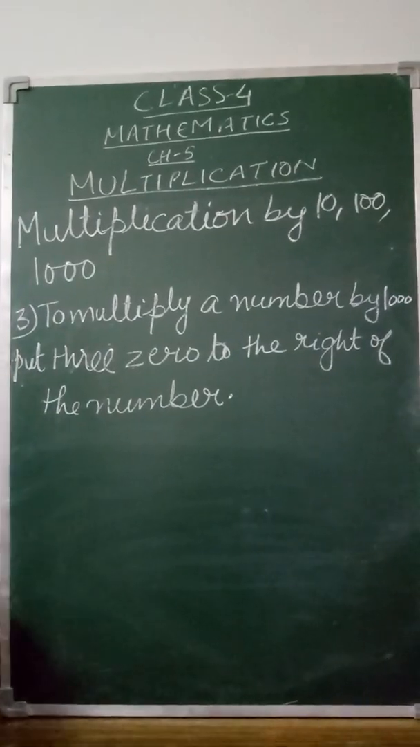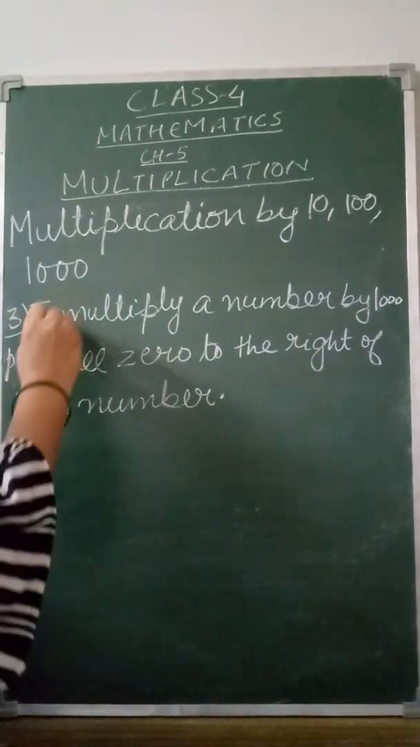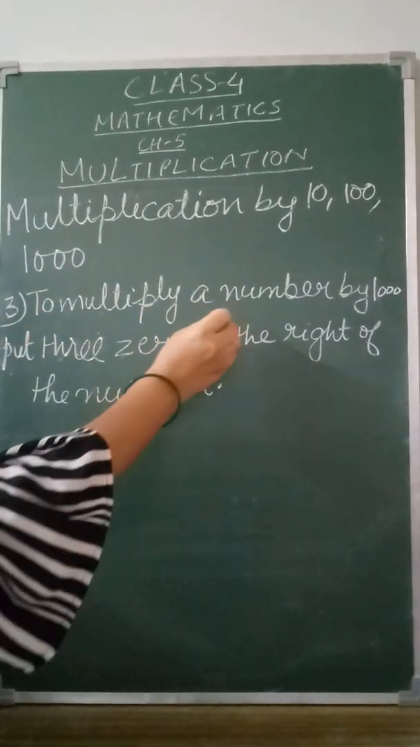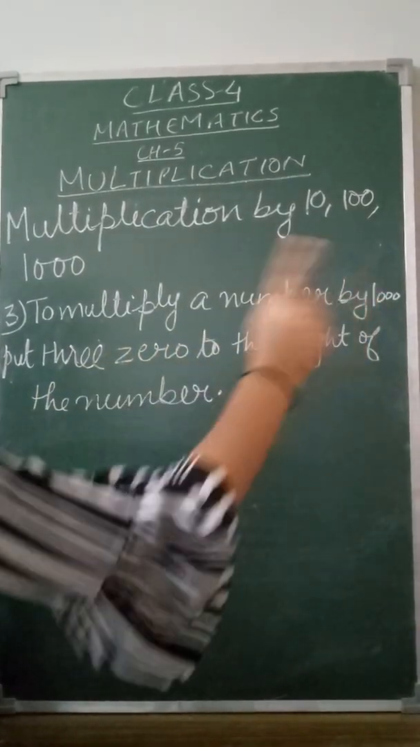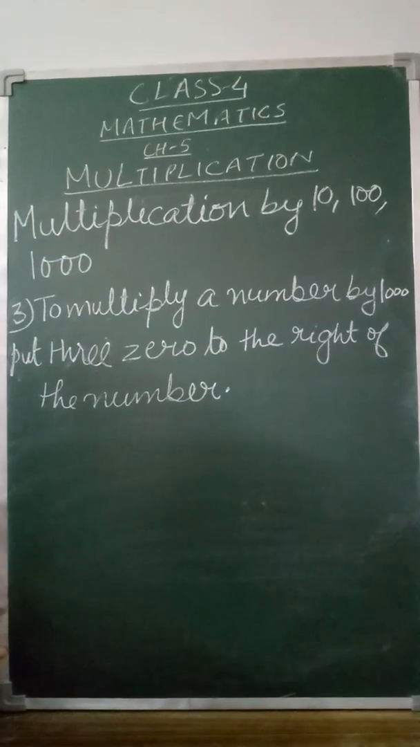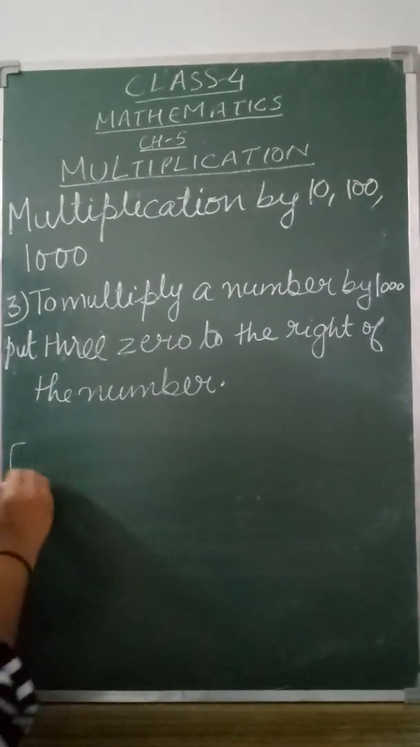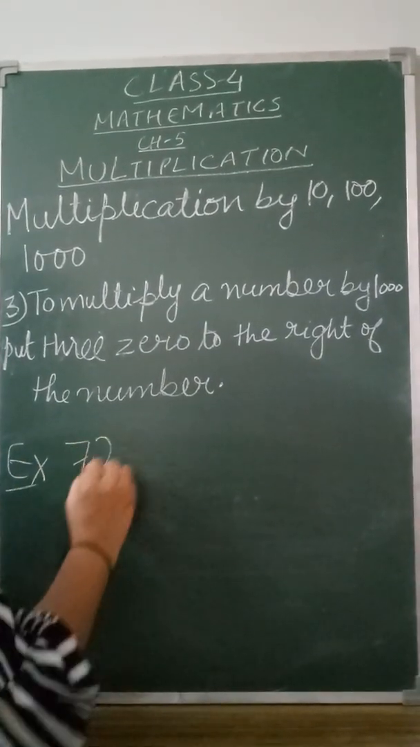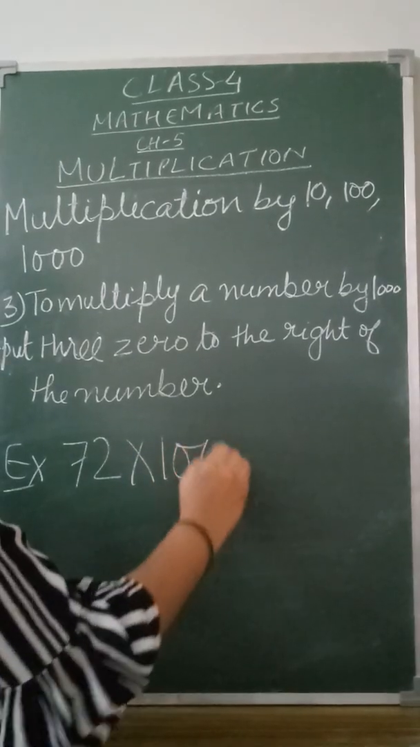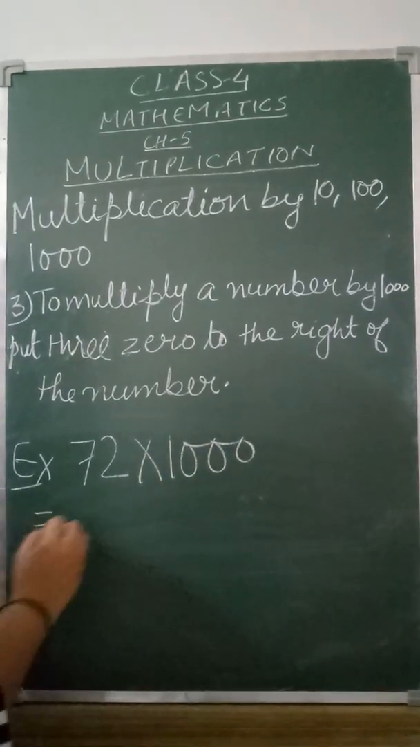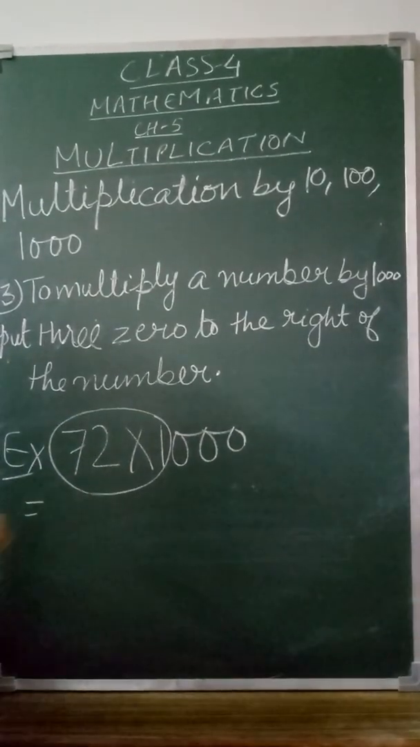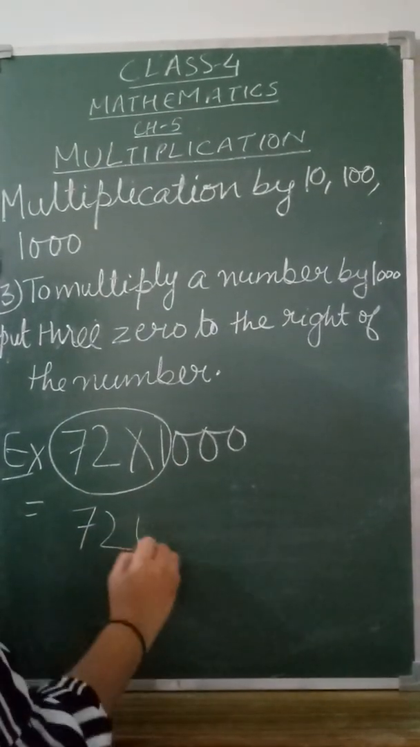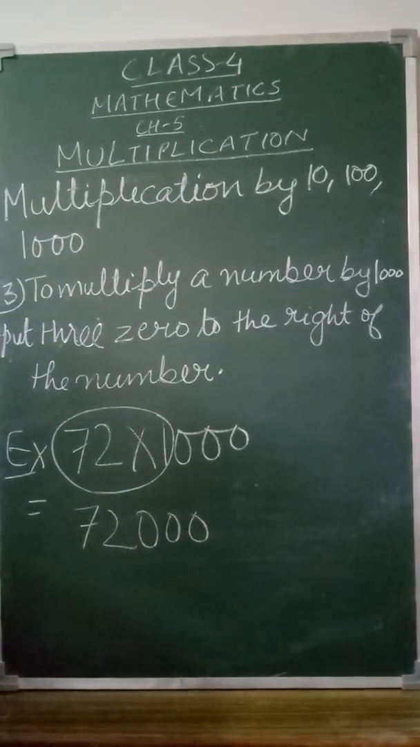Now this is the third point, last point, how to multiply any number by 1000. To multiply a number by 1000, put 3 zeros. Again why 3 zeros? Because in 1000 we have 3 zeros to the right of the number or of the product. Again I am taking the same number just to explain how to multiply any number by 1000. So here we make a circle just to write the same answer and put 3 zeros after this multiplication.